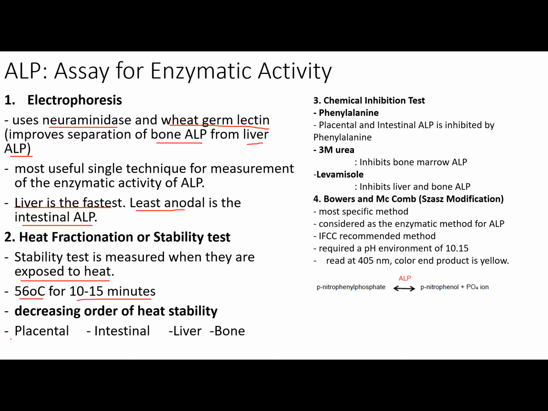So the most heat stable is the Regan or the placental, followed by the intestinal, liver, and bone, which is the one that is the most heat labile. So take note of that. Let me repeat, the most heat stable is the placental or the Regan, followed by intestinal, liver, and the most heat labile is bone.